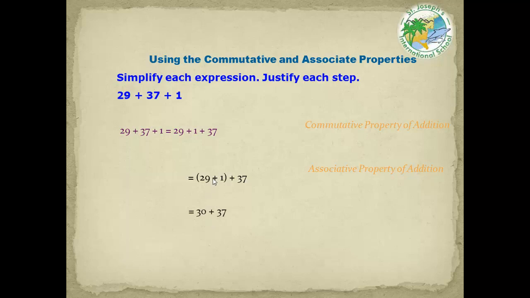Now, the final answer. We find the answer of the two numbers between the bracket first. 29 plus 1 equals 30. This is the first answer. Plus 37. Now 30 plus 37 equal 67. This is the final answer for this question. The conclusion of this example is the properties of addition, commutative and associative.